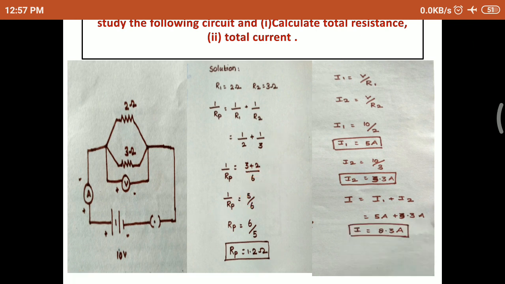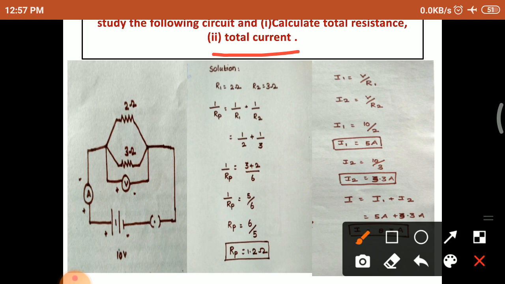Then how to calculate the total current? In parallel combination, the voltage is the same, but the current is varying. So I1 equals V by R1, I2 equals V by R2. The V is the same in parallel combination. So I1 equals, the value of V is 10. I substituted 10. The value of R1 is 2. 10 by 2, if you divide 10 by 2, we get 5 ampere. So I1 equals 5 ampere.